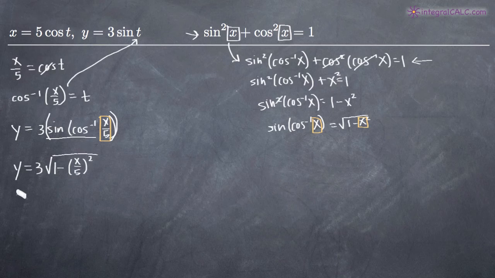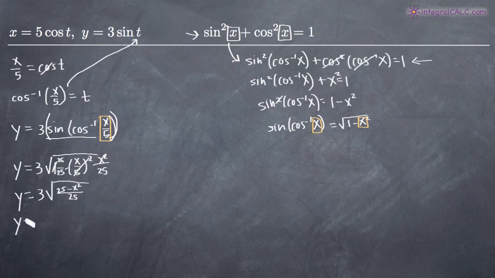And now it's just a matter of algebra. We will create one fraction under the square root sign by changing this 1 here into 25 over 25, which is the same thing as 1, because this x over 5 squared term is going to become x squared over 25 when we square it. So now we can get the square root of 25 minus x squared over 25. We just found the common denominator there of 25.